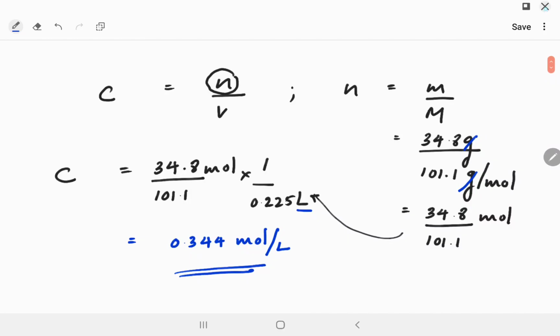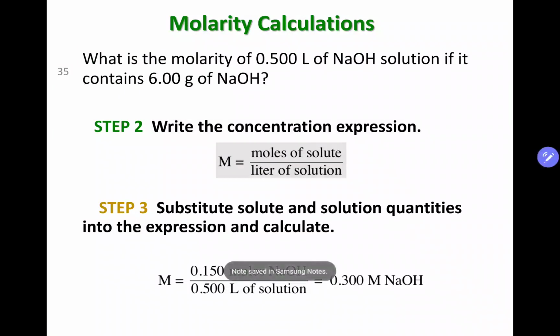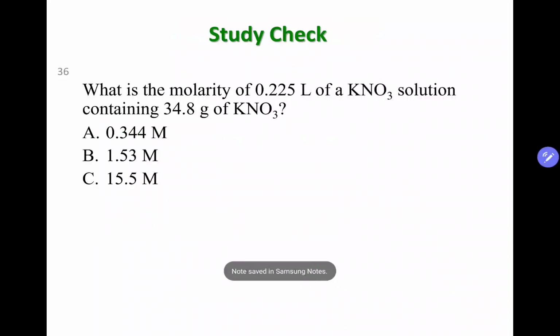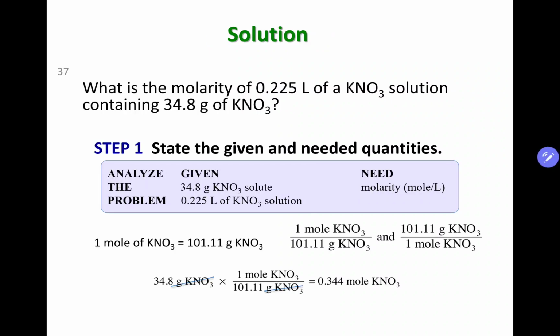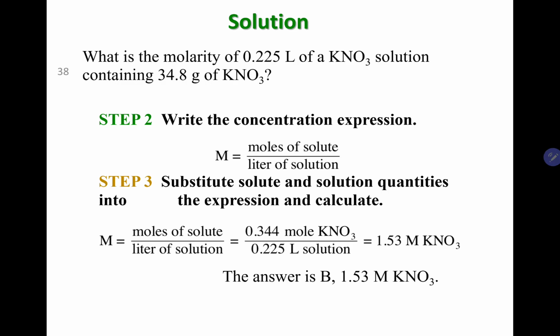So let's go back to the equation. Okay, so the answer is A. The correct answer is A. And of course, here is the detailed stepwise answer breakdown. If you want, you can pause the video and see if you can understand it.